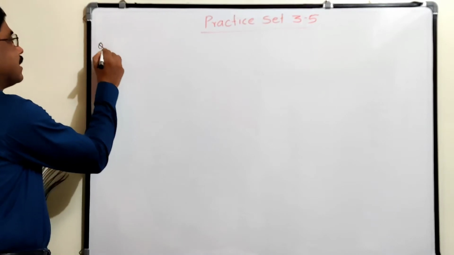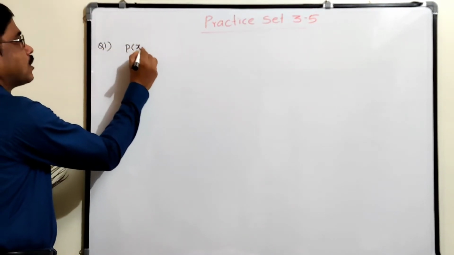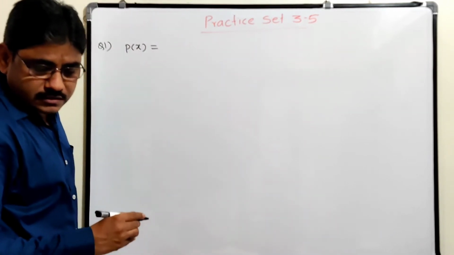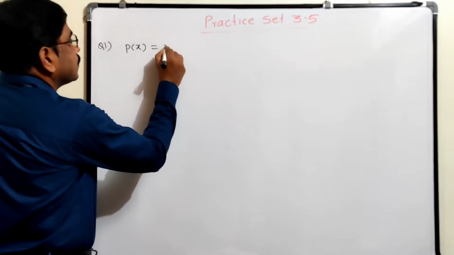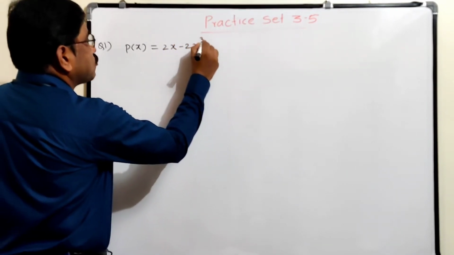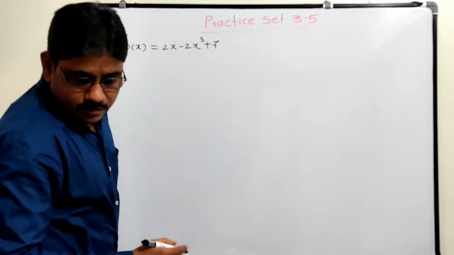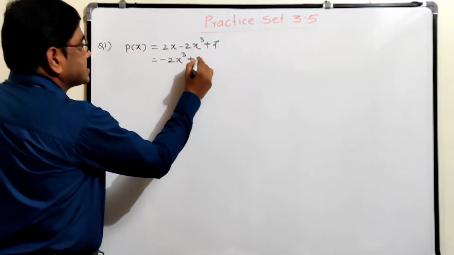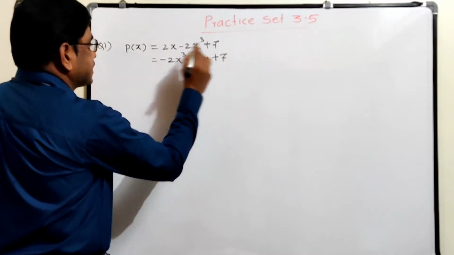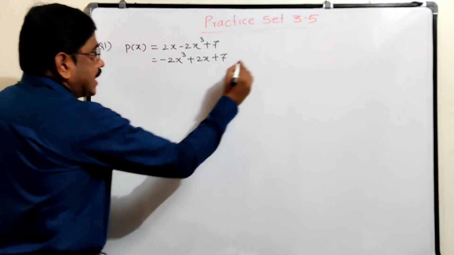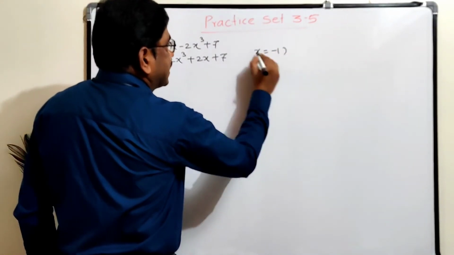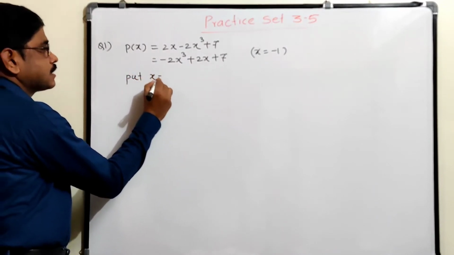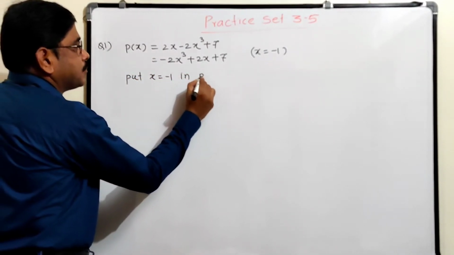So in question number 1, p(x) is one of the polynomials. Write the polynomial where it is in x, then p(x) is minus 2x cube plus 2x plus 7. This is the polynomial. Then for x is equal to minus 1, find the value of p(x). So put x is equal to minus 1 in p(x).